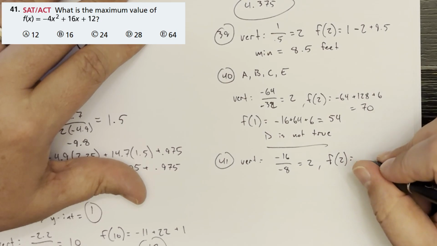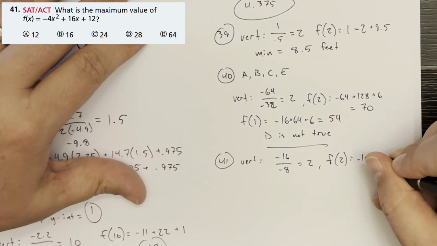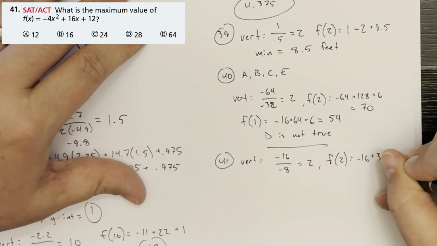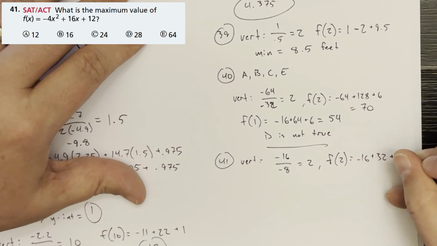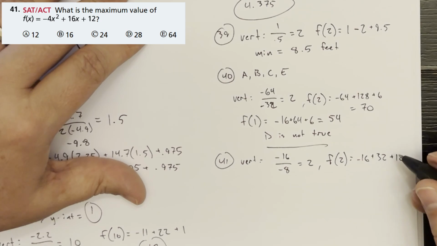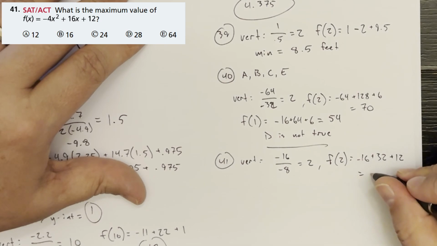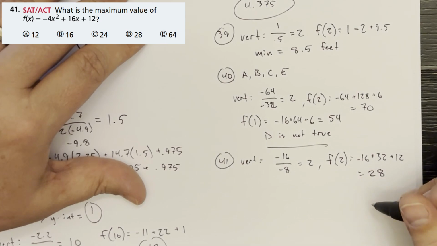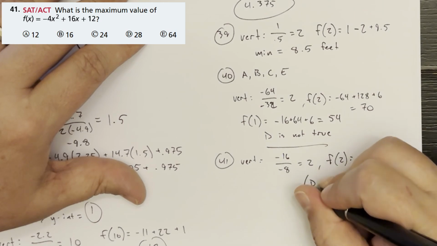2 squared is 4 times negative 4 is negative 16. 16 times 2 is 32. And then plus 12. So 32 minus 16 is 16, plus 12 is 28. And so which answer is 28? And that is D. So there we go.